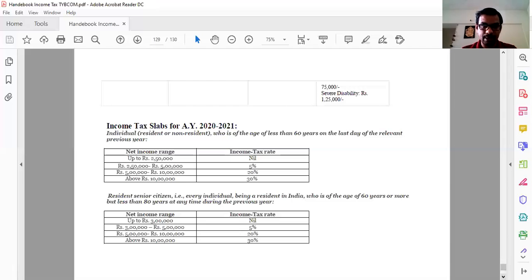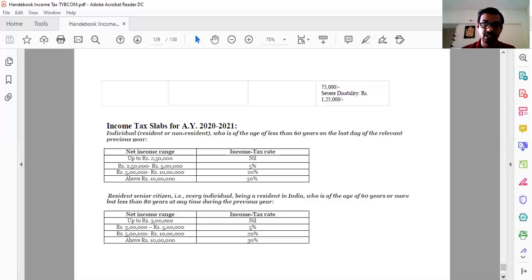So what is the slab? Up to rupees 2,50,000, nothing will be taxable, it is nil. Then from rupees 2,50,000 to rupees 5 lakhs, 5% is the rate of tax. Then rupees 5 lakhs to rupees 10 lakhs, 20% is the rate of tax, and above rupees 10 lakhs, 30% is the rate of tax. So it is the slab for individuals who are less than 60 years: up to rupees 2,50,000 nil, rupees 2,50,000 to rupees 5 lakhs 5%, rupees 5 lakhs to rupees 10 lakhs 20%, and above rupees 10 lakhs is 30%. Understood?